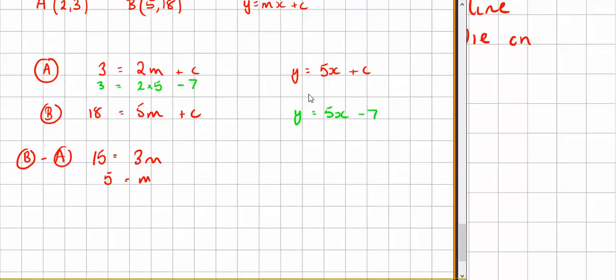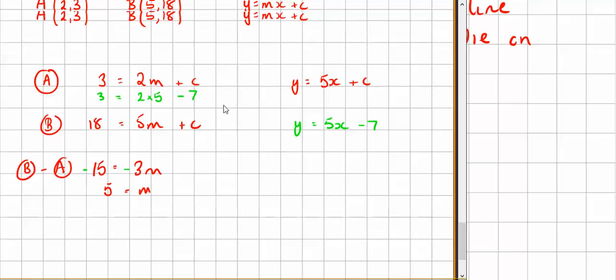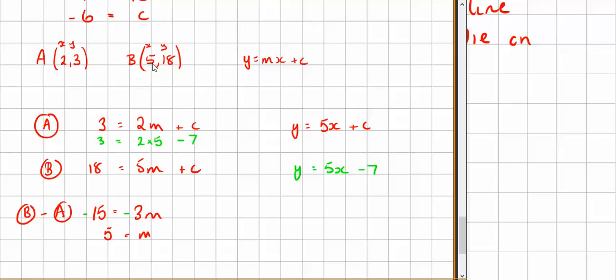Wait, what do you mean? I've got another one. If I subtract and end up with minus 15 and minus 3m, it still gives you 5. Another one: 2x minus 7. That won't work. But look, 2 times 5 is 10, minus 7 is 3, and 18 equals 25. Yes, but 5 has to go to 18, not 3.